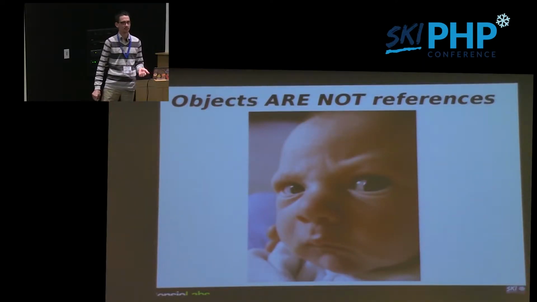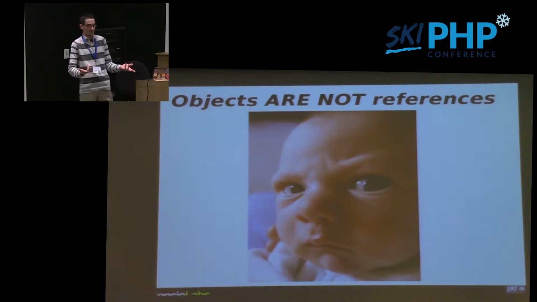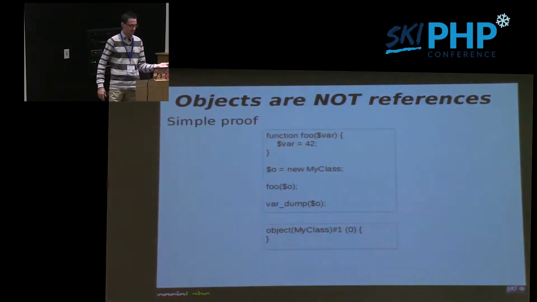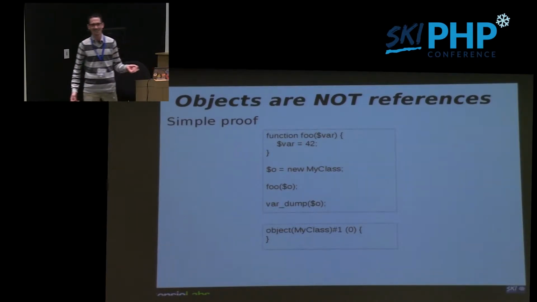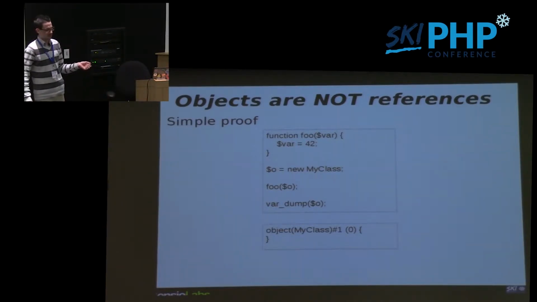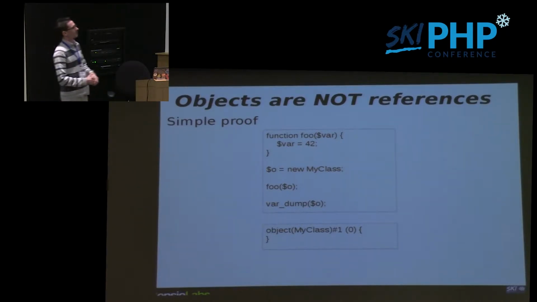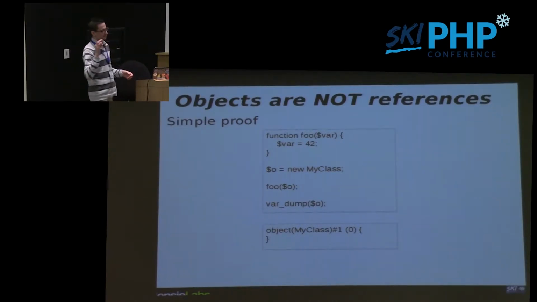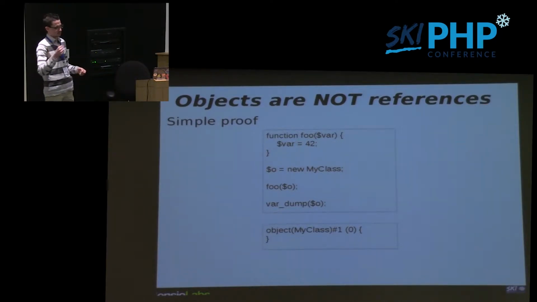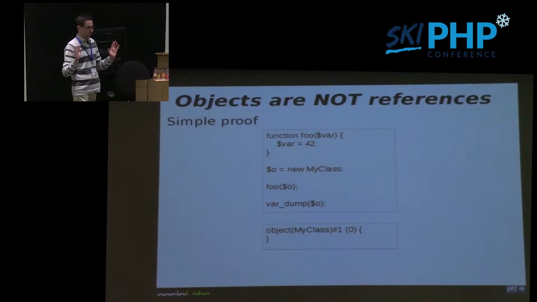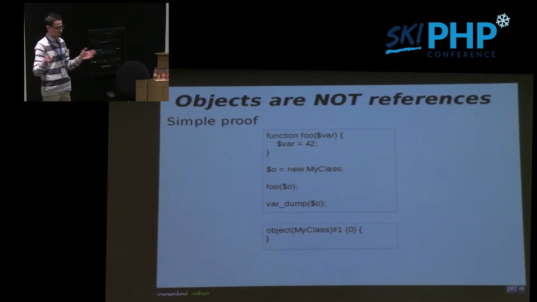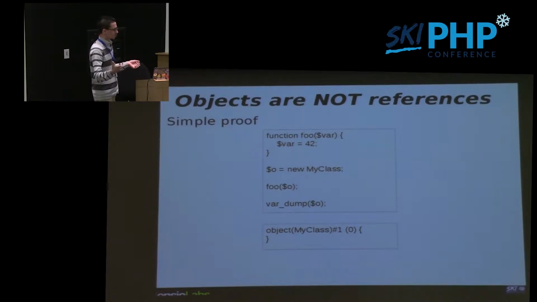Objects are not references. Okay, this is something, isn't it written on php.net? I should check this and fix this quickly if it's written. They are not references. This is a simple proof. Objects are not references because if you create an object and pass the variable which points to this object to a function like a normal variable, no reference, just a copy. When you change this variable and you dump it after, you see it hasn't changed, so it's not a reference.